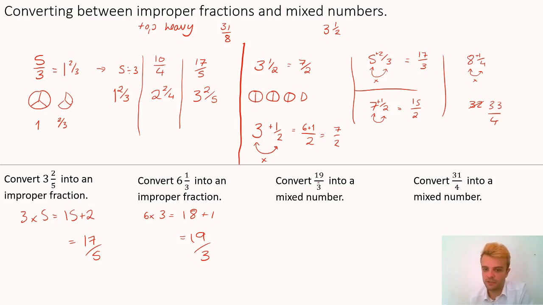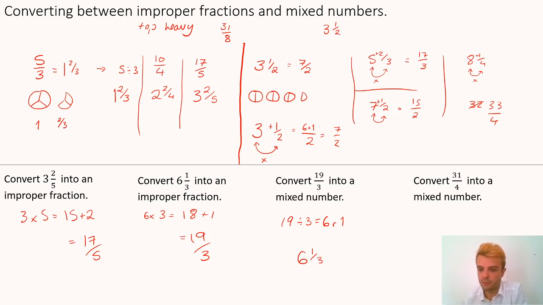Now going the other way, turning them into a mixed number, this is what we did on the left-hand side, where we do 19 divided by 3. So 19 divided by 3 is 3, 6, 9, 12, 15, 18, 21. I can only get 6 in there. That took me to 18, so the remainder is 1. And that means that this, as a mixed number, is 6 1/3.